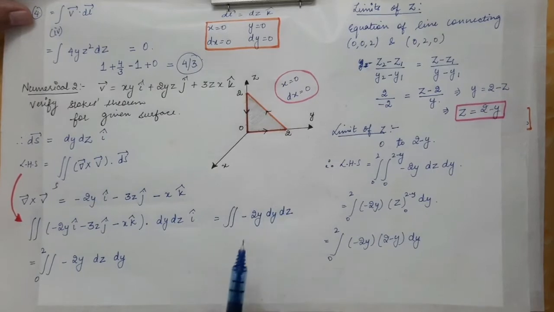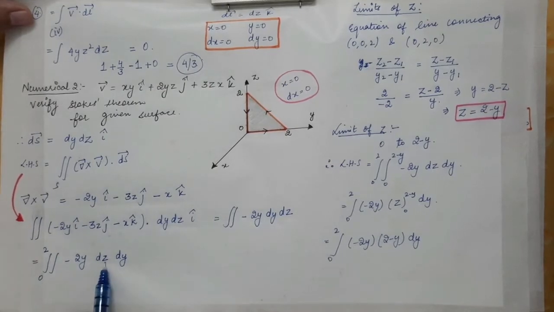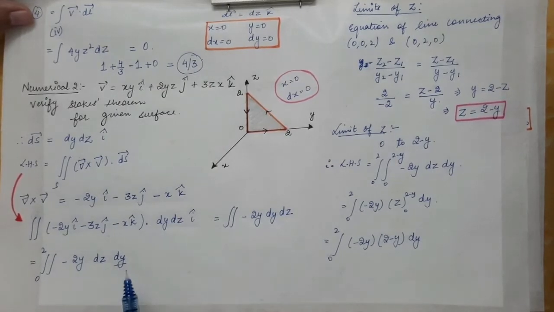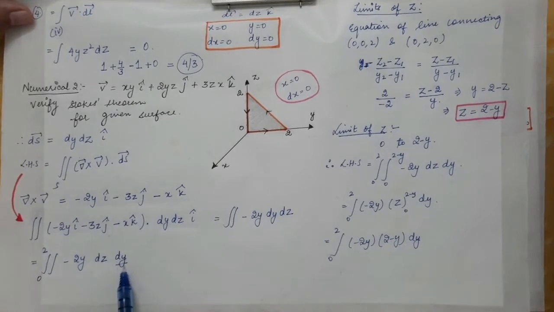We can flip these two variables, that is, first we can do integration with respect to z and then we will do the integration with respect to y. So both integrals are the same. Now what are the limits of y?